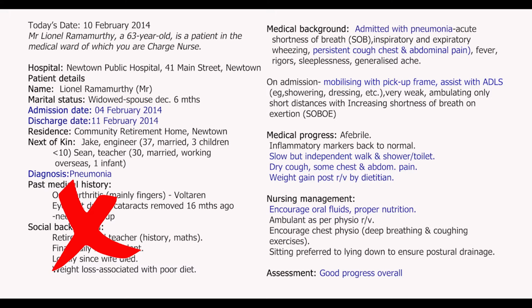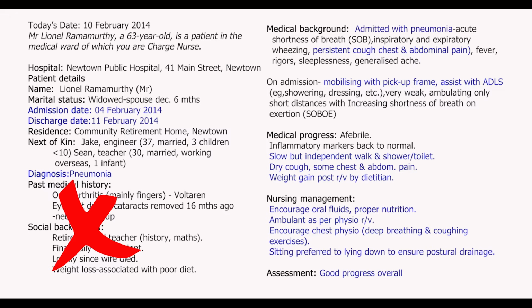Here we can include this because the ambulation of course needs to be continued after discharge. The next one is encouraged physiotherapy, deep breathing and coughing exercise. So this management was also provided to the patient during his hospital stay. And finally, he was preferred to sit up in order to ensure postural drainage. We can also mention that. And the current assessment shows that the patient has overall good progress, and that is pretty much clear.